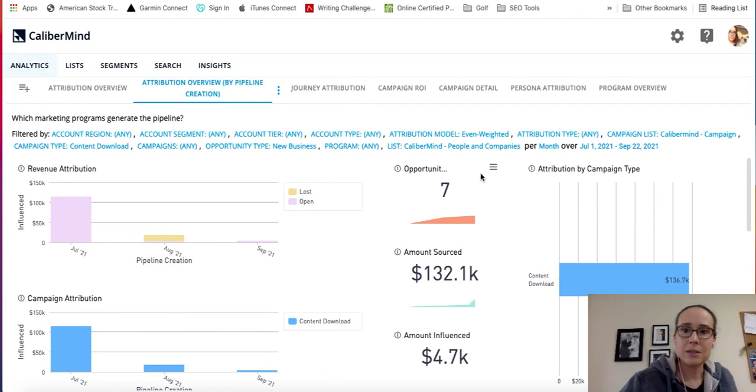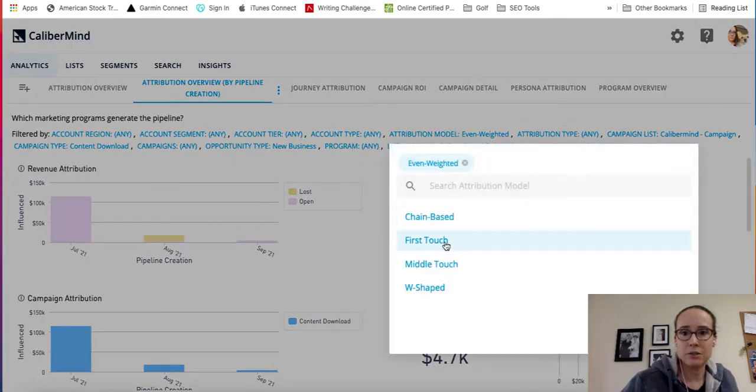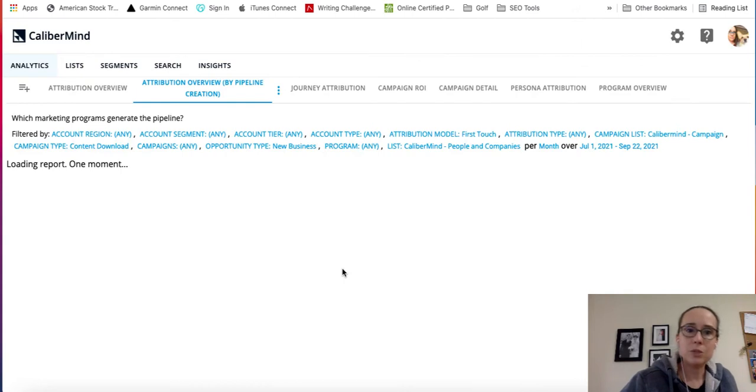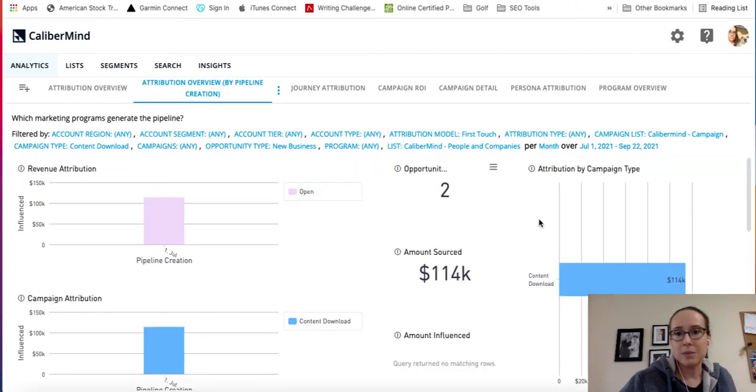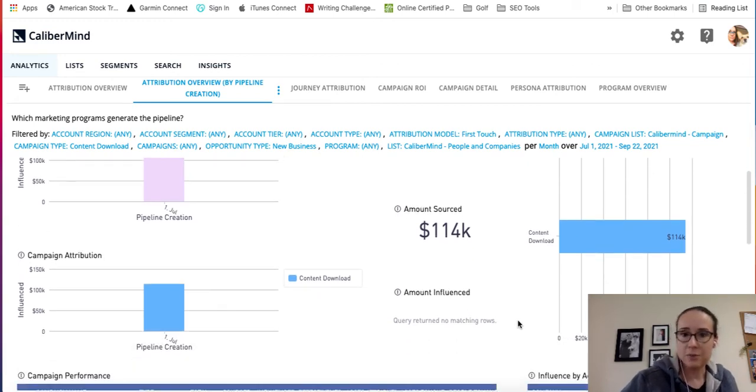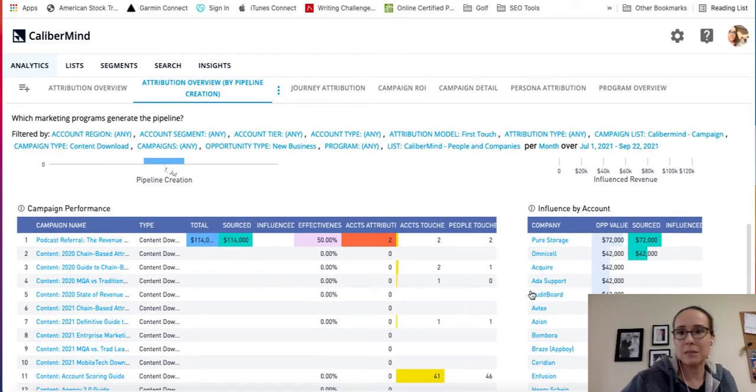So what I'm going to do is switch this to first touch. I want to see which pieces of content people are interacting with initially before the deal is created. You can see my number sourced goes down, amount sourced is 114K, and then 0 influenced, which is expected because we're only looking at first touch. And the only campaign associated at this point is the podcast referral. Quite a few people downloaded the account scoring guide, but as of yet, there aren't any actual opportunity dollars associated with them.